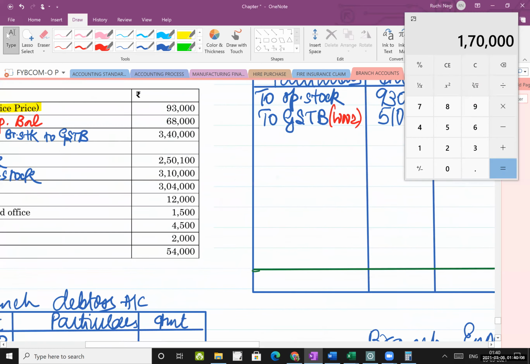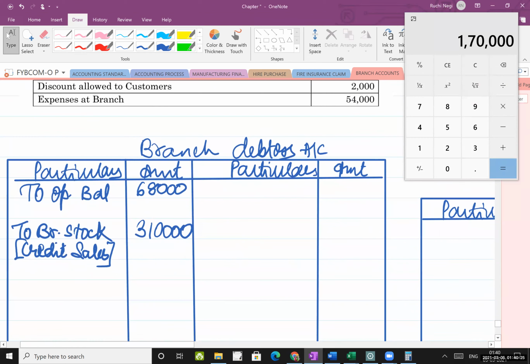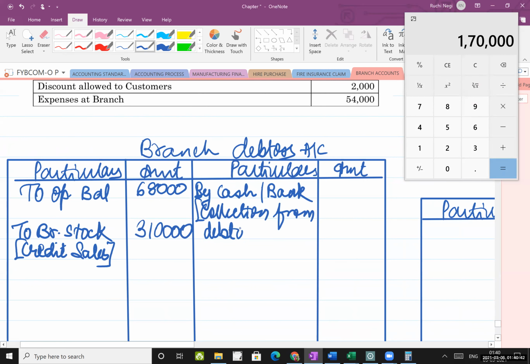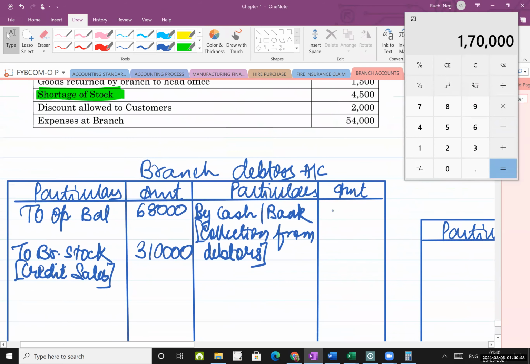Okay. Next comes, this is also done, cash collected from debtors. Okay. So what will be the journal entry? Cash collection from debtors. So it will be cash account debit to branch debtors. Cash to branch debtors. So right here by cash, in debtors' account by cash bank, you can write here collection from debtors. Okay, what is the amount? 3 lakh 4,000.